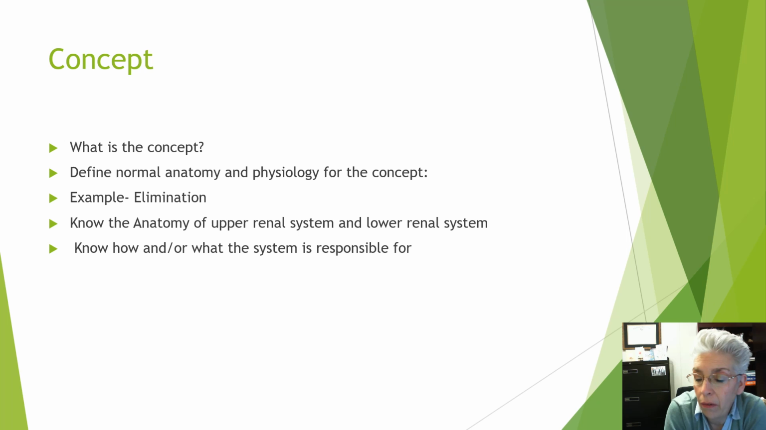So when you look at the concept of elimination, I want you to be able to define the anatomy. The example is going to be the renal system. So know which is considered the upper portion of the renal system and what is the lower portion. That's the anatomy side. Then I want you to be able to define the physiology. What is considered normal function of the kidneys, glomerular filtration rate, evidenced by BUN and creatinine within normal limits to support that the kidneys are functioning appropriately.